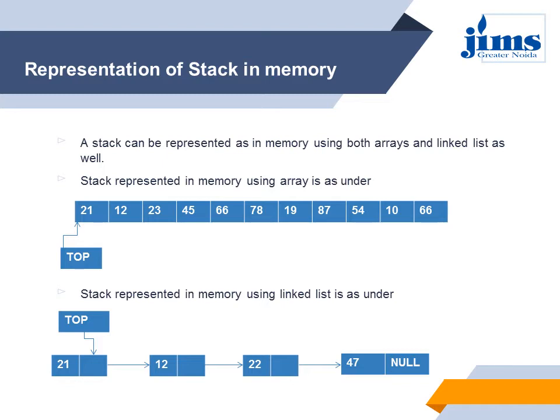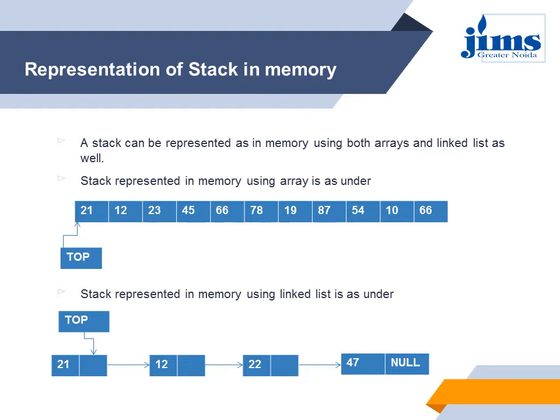This is the last element which has been added to the array representation of the stack, and this will be the first element which will be deleted. We cannot randomly delete any of the numbers. The first element that will be deleted will be 21. Once this has been removed, the top will move back to the element where 12 is stored, then 12 will be removed, and so on and so forth. This is the array representation of stack in the memory.